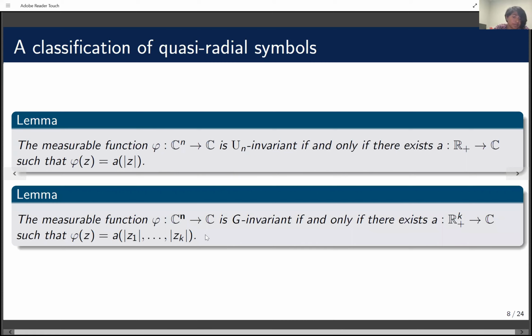Similarly, we have a similar lemma for quasi-radial symbols. Now, for quasi-radial symbols, we have a product of unitary groups. So we get the measurable function phi going from C^n to C is G invariant if and only if there exists a function a going from R plus to the k to C such that phi of z is equal to a of all the lengths of the components.